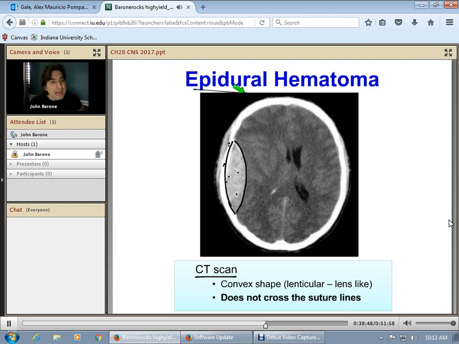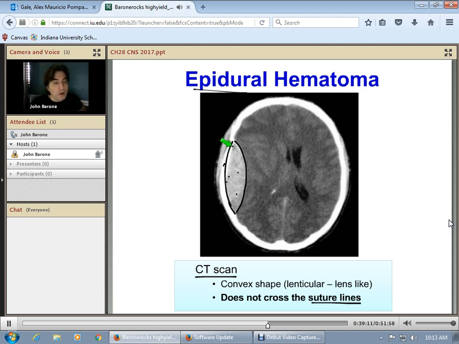Now, what's really happening is the dura is being peeled back by the blood. So it's going to be nice and round like that. And remember, it can't go past the sutures. So that's a very important thing. It will not cross suture lines because the dura is attached very firmly at the sutures.